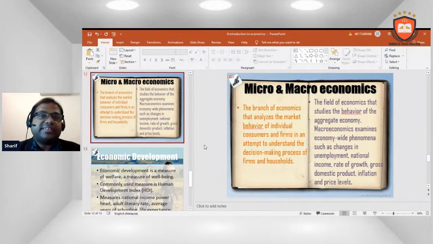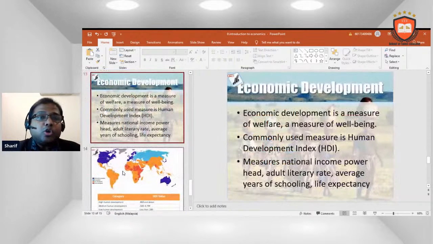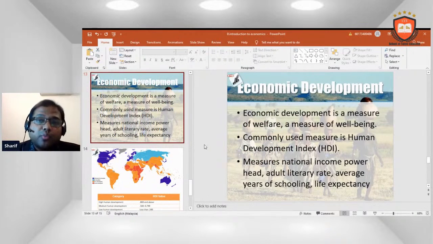Micro or macroeconomics. Microeconomics is the branch of economics that analyzes the market behavior of individual consumers and firms in an attempt to understand the decision-making process of firms and households. Macroeconomics is the field of economics that studies the behavior of the aggregate economy. It examines economy-wide phenomena such as changes in unemployment, national income, rate of growth, gross domestic product, inflation, and price level.